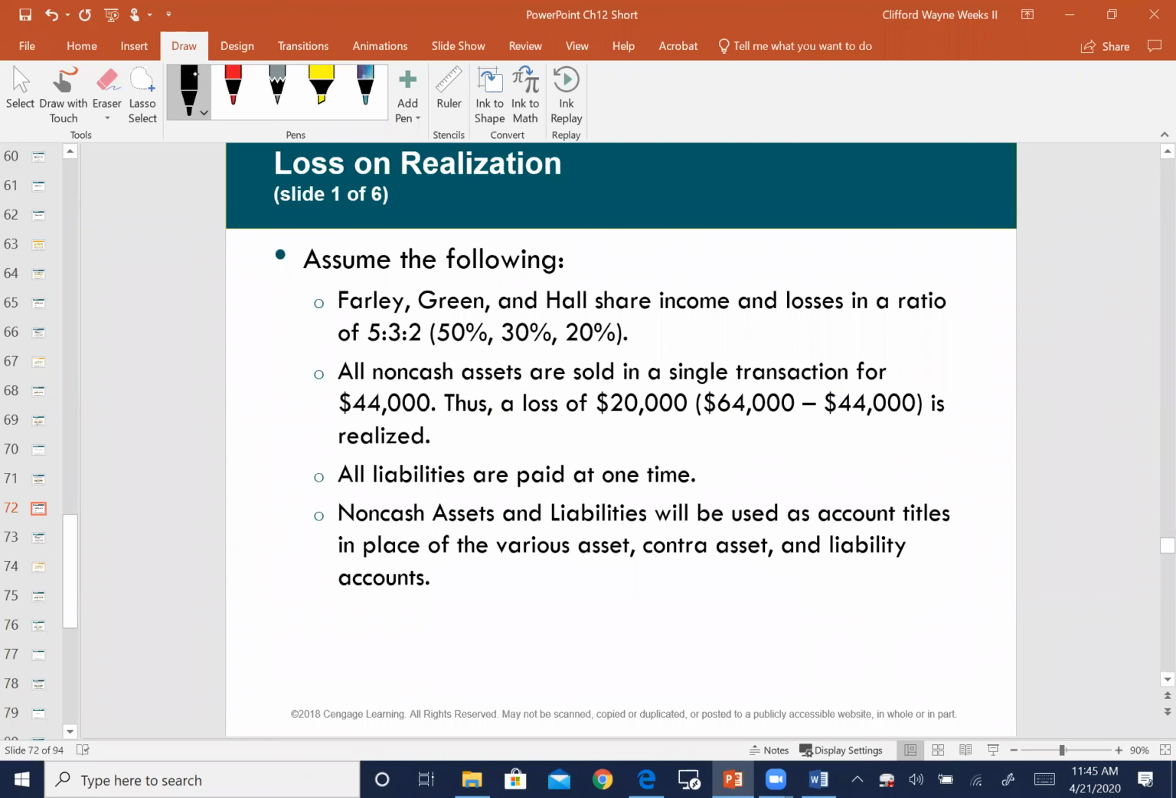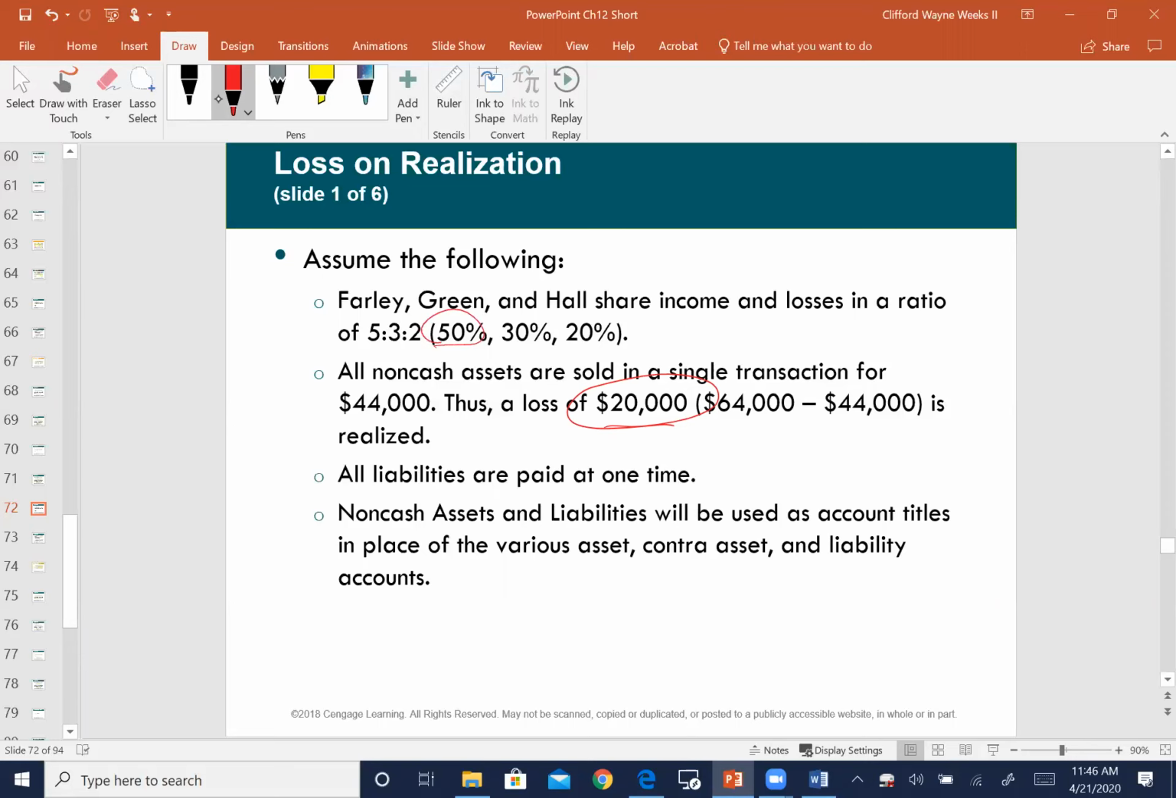So let's look at if we take a loss. We didn't sell those fixed assets for more than book value. We sold them for less. In this case, all non-cash assets are sold in a single transaction for $44,000. Remember, they had a book value of $64,000. That means we ended up with this loss of $20,000. We're going to allocate that loss based on their partnership agreement.